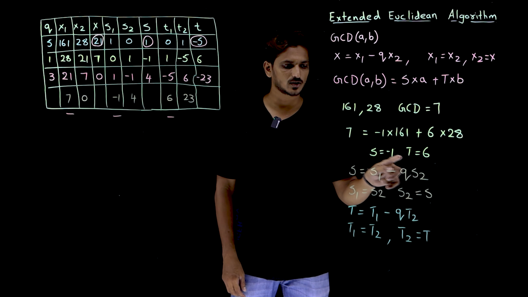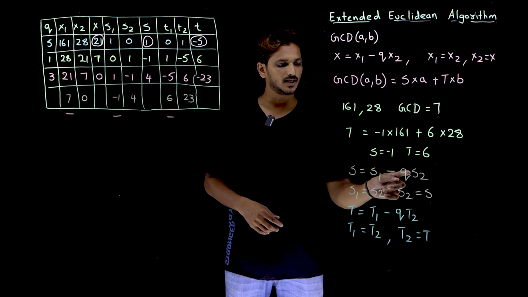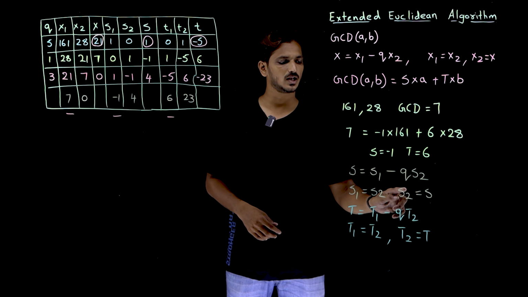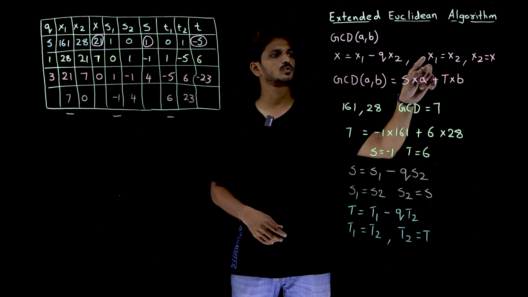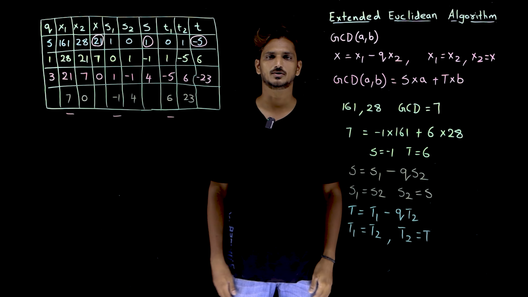So this is the equation we are going to use to find the S value. Once you find the S value, S2 value will become S1, S value will become S2. Similarly, X2 value will become X1, X will become X2. The same formula we are going to use.